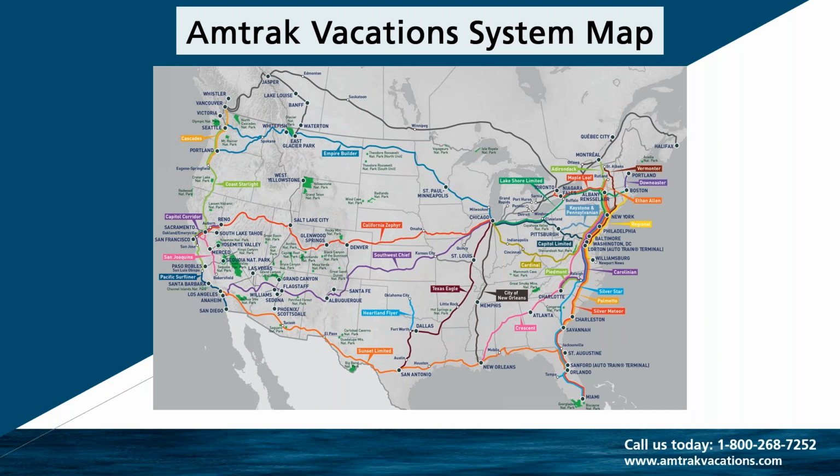As you can see on the Amtrak system map here, Amtrak does go to 46 out of the 48 continuous United States. And in addition, they have moved over 31 million people last year alone. So quite a lot of people riding the rails here with Amtrak.